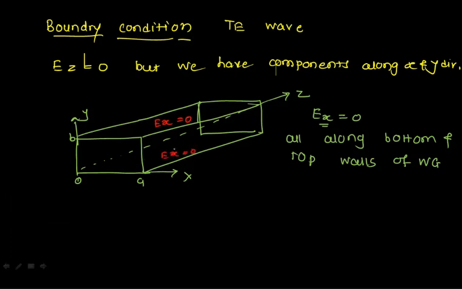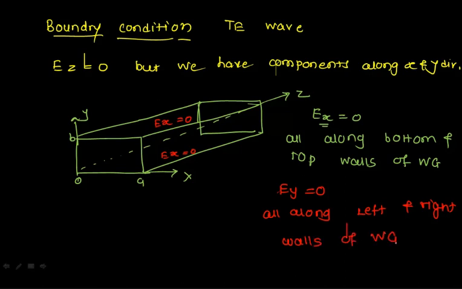Now what about the EY? Your EY will be 0, but where? All along the left and right walls of the waveguide. Now you do understand this very well. Your EX is 0 at top and bottom, your EY is 0, but that is on the left and right side. So here we are going for the first boundary condition.